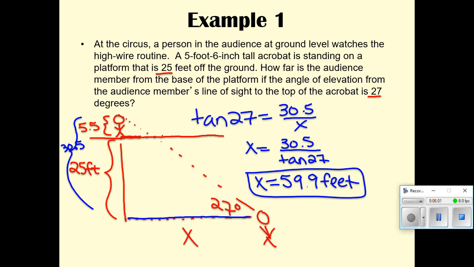So for this side right here, I want you to draw this right triangle. This leg one is 30.5, because you need the 25 plus the height of this person.